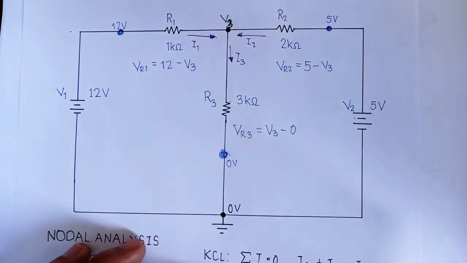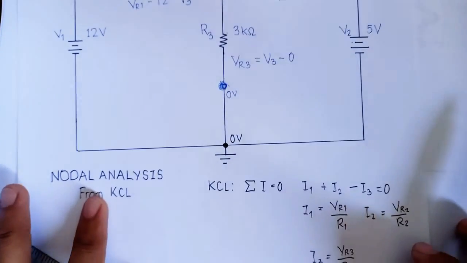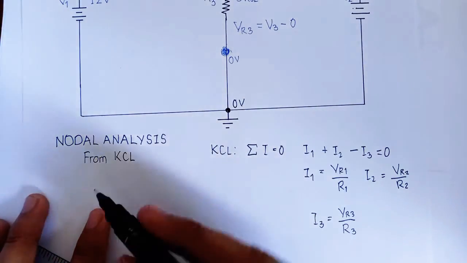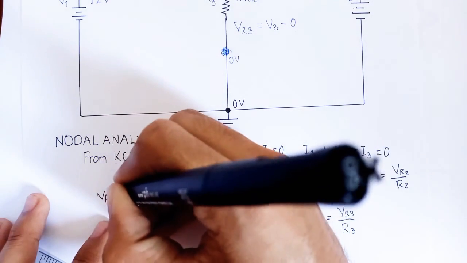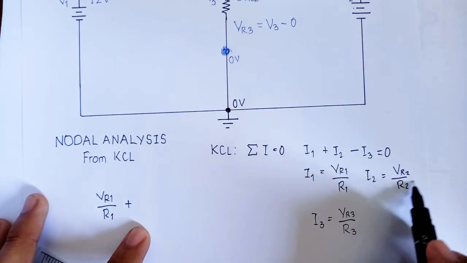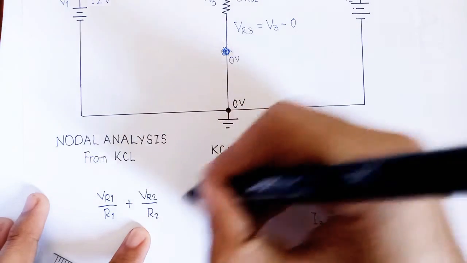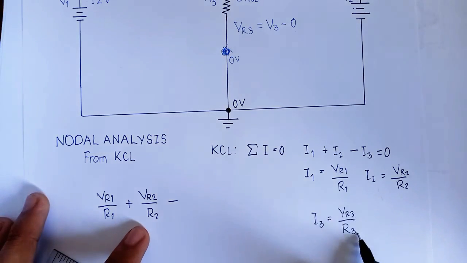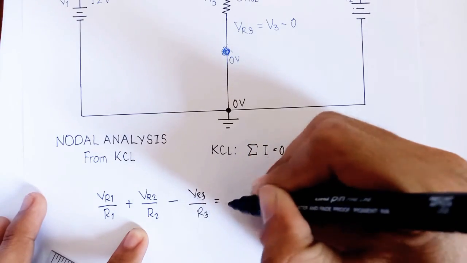And kung isa-substitute natin ito dito sa KCL natin na equation, mangyayari is magiging ganito yung equation natin. So, from I1 magiging VR1 over R1, plus yung I2, which is voltage drop ni R2 over R2, minus itong I3, which is voltage drop ni R3 divided by R3 equals 0.